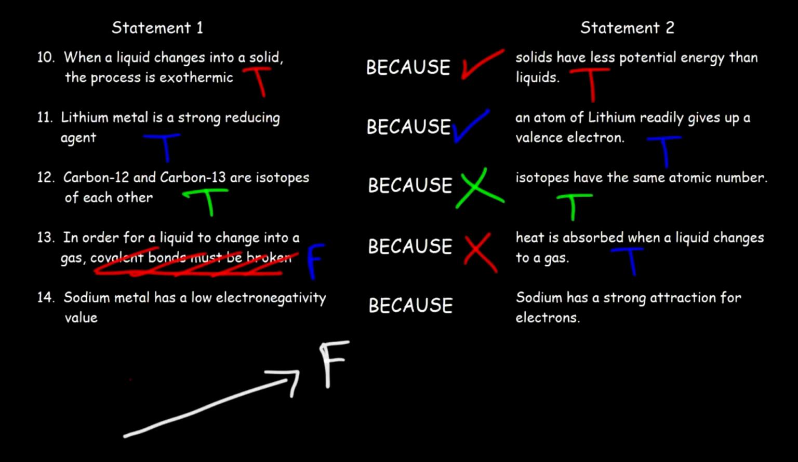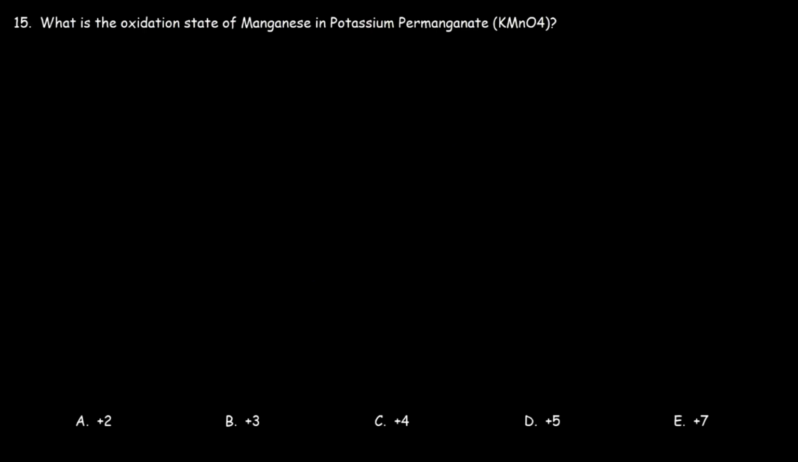And so statement 1 is true, but statement 2 is false. Sodium does not have a strong attraction for electrons. It wants to give away its one valence electron. So because statement 2 is false, it cannot support statement 1. Sodium metal has a low electronegativity value, not because sodium has a strong attraction for electrons, but because sodium wants to give away electrons. And so we need to put an X for that option.